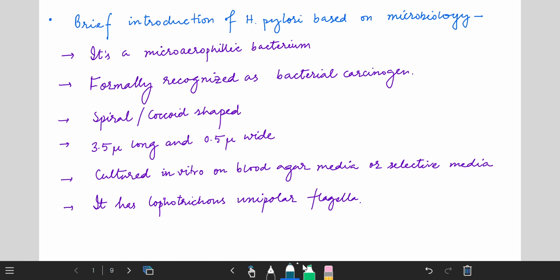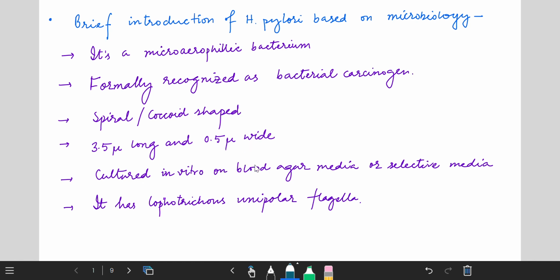Formally recognized as a bacterial carcinogen. Why known as a bacterial carcinogen? Because this kind of bacteria are linked with cancers in human bodies. These are spiral or coccoid shaped, 3.5 micron long and 0.5 micron wide.